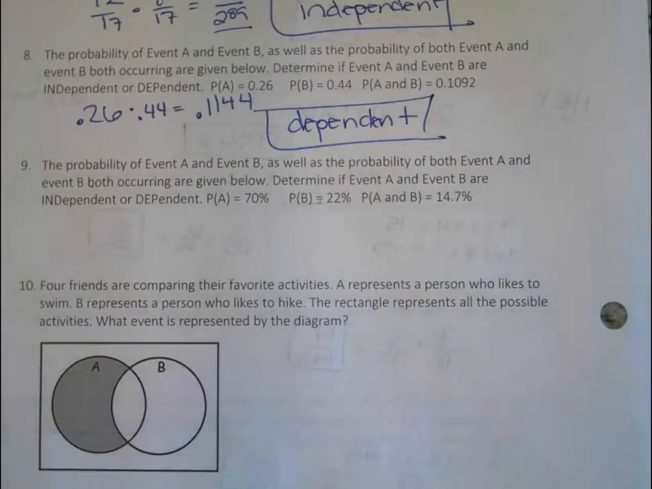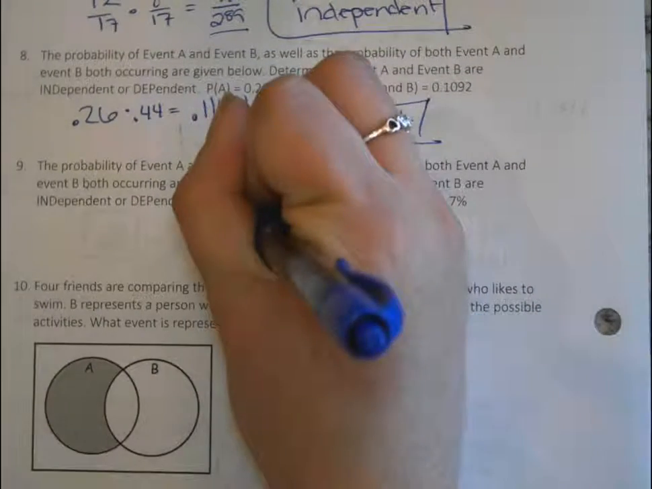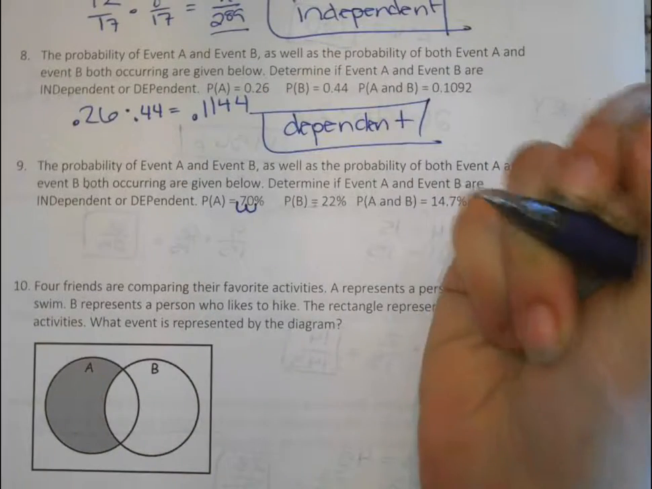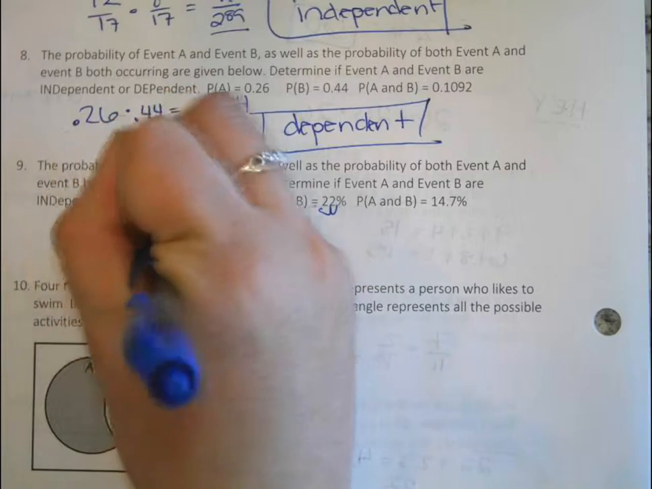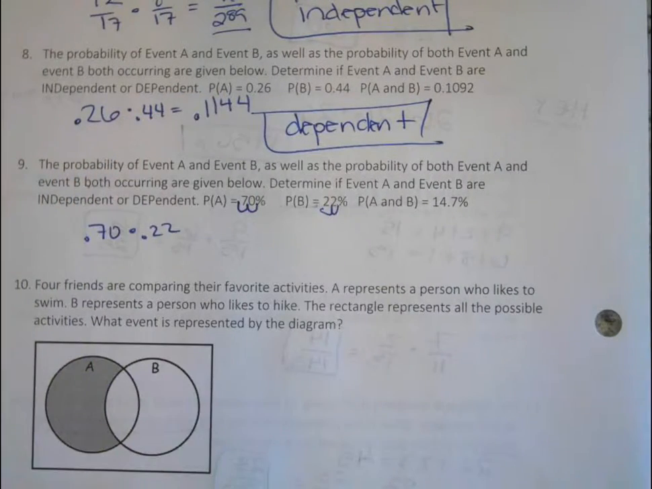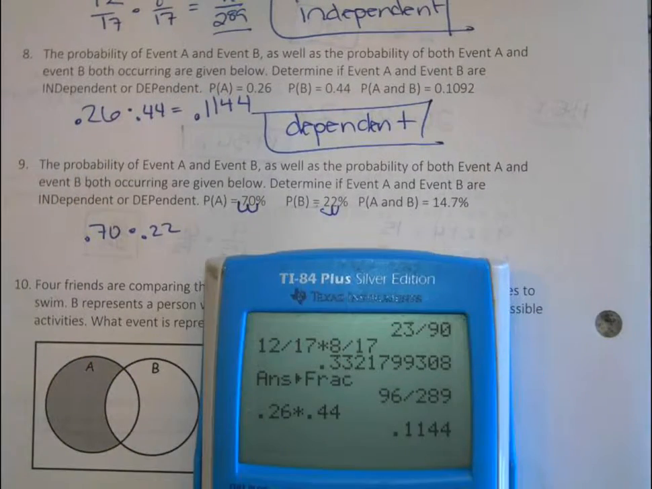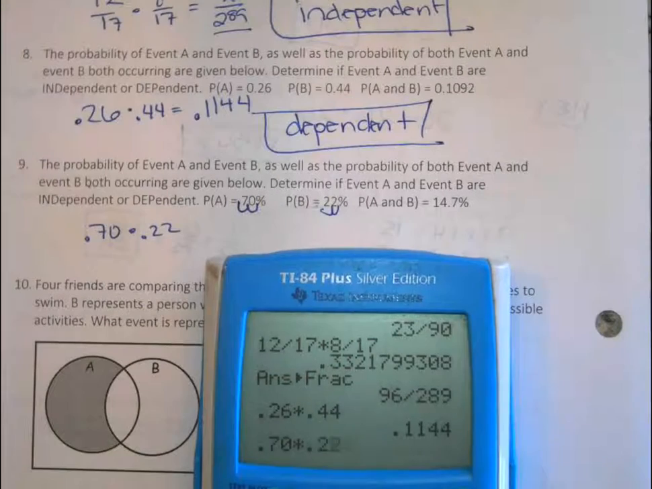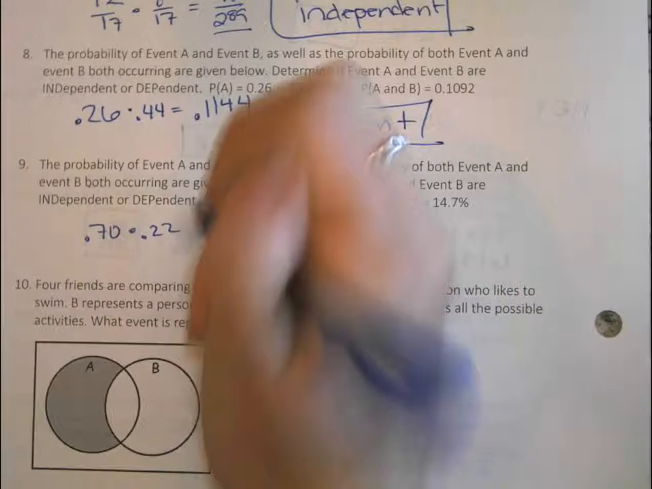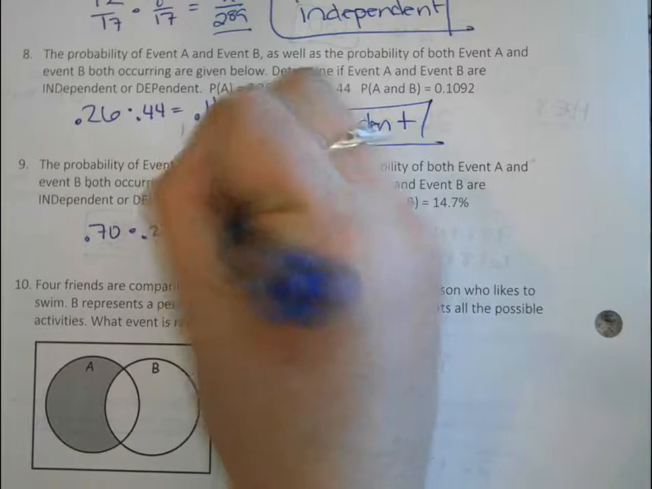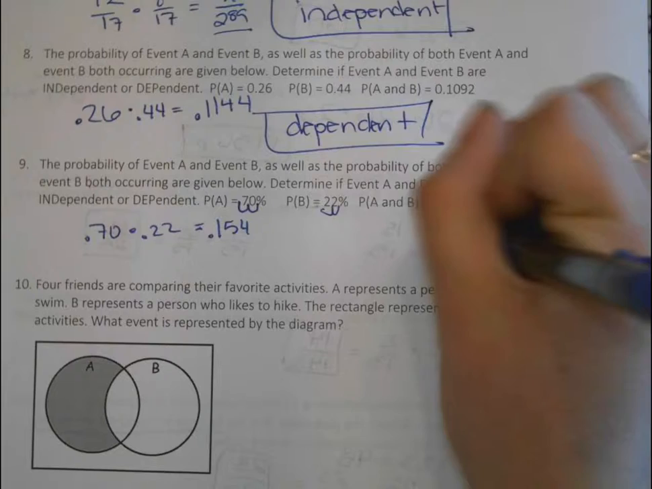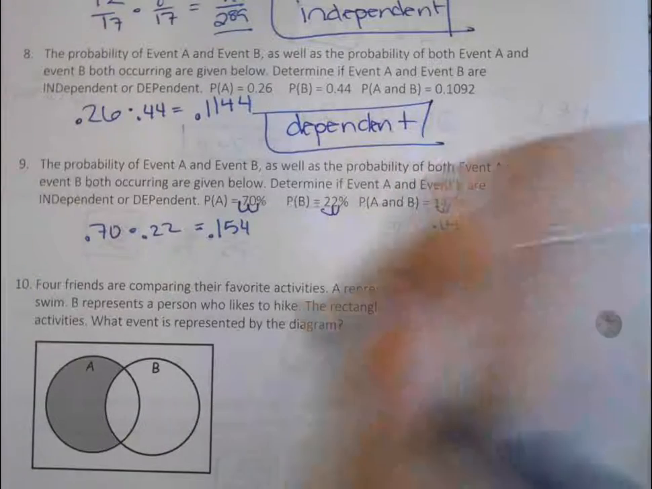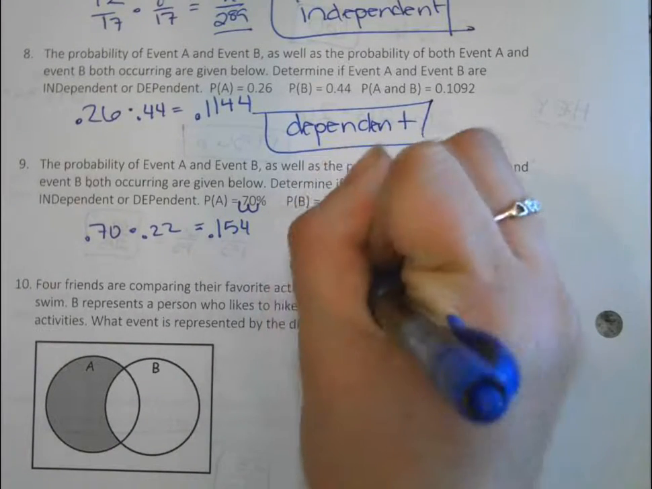Same thing for number 9, except this time it gives me percent. So remember with percent, I move the decimal place over 2. So I'm going to multiply 0.70 times 0.22. This one gives me 0.154. These do not match because if I move this decimal over 2, it's 0.147. So this one is dependent.